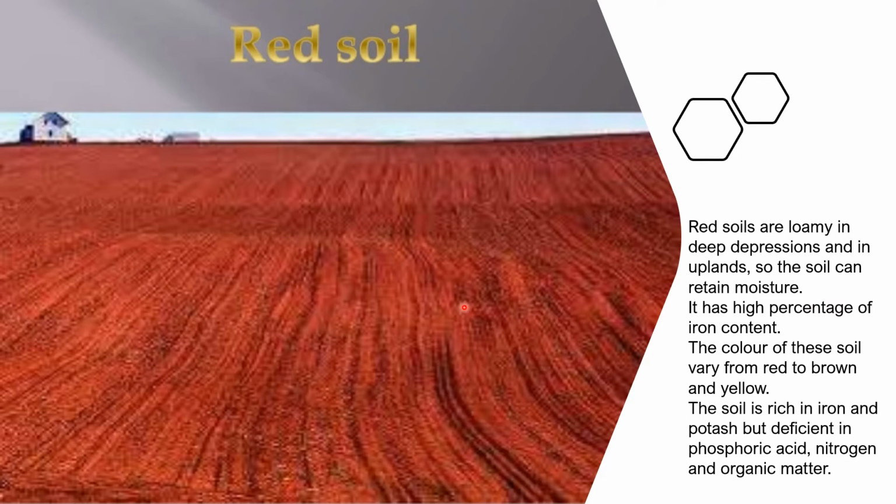And due to this soil being loamy in nature in the uplands and in the depressions, it can retain moisture. The red soils contain a high percentage of iron content, and due to this, the color of these soils is generally red to brown and yellow. The red color is mainly due to the wide diffusion rather than high percentage of iron content. Soils of the red soil region are generally deficient in phosphoric acid, nitrogen, and organic matter, but rich in iron and potash.